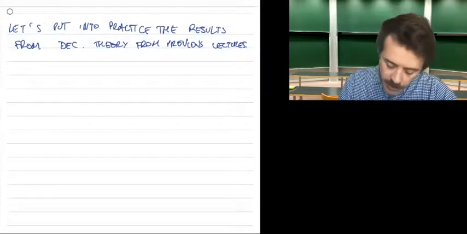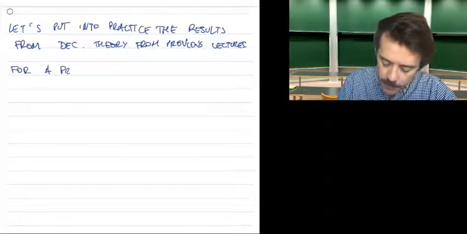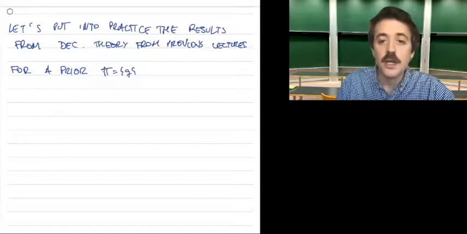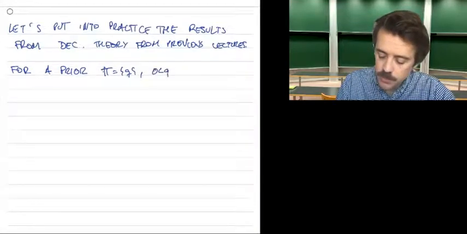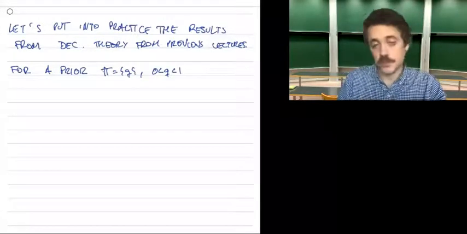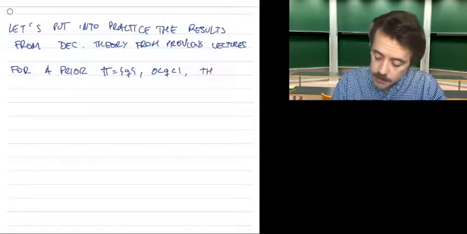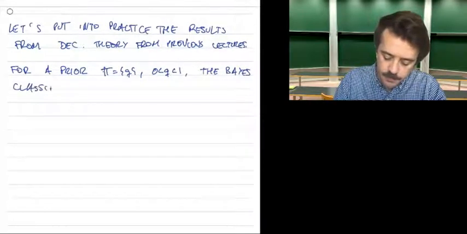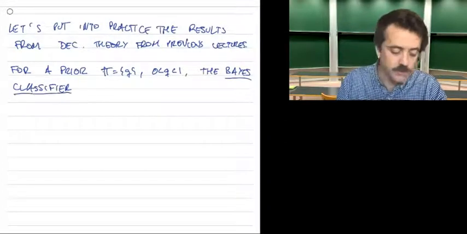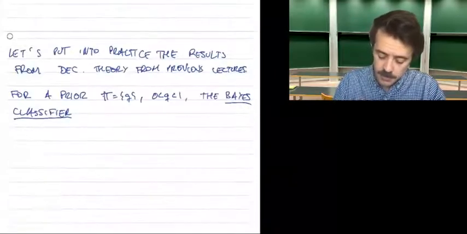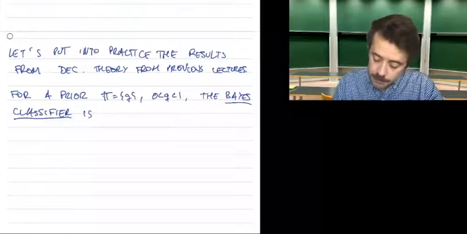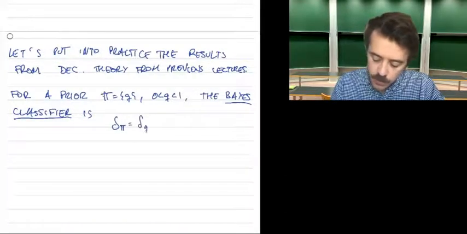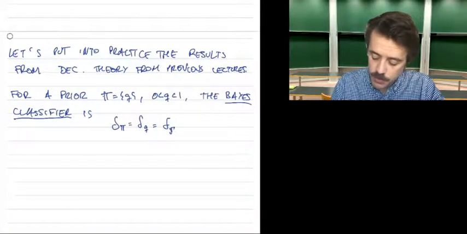So we say that for a prior, let me remind you from the last lecture, for a prior pi q, where this q is going to be a number between 0 and 1, so it's a probability, then the Bayes classifier, so this is in some sense a definition if you like, is given by this delta pi, which can be written in terms of the q, or maybe in terms of the region that we saw last time.